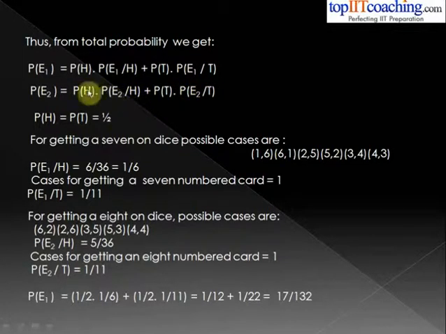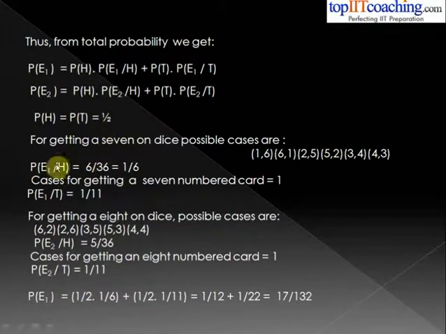Again, this represents the probability of getting a head. This represents the probability of getting an 8 when a head occurs. This represents the probability of getting a tail, and this represents the probability of getting an 8 when a tail occurs. Now we know that P of H would be equal to P of T, and that is equal to 1 by 2. Either we can get a head or we can get a tail.